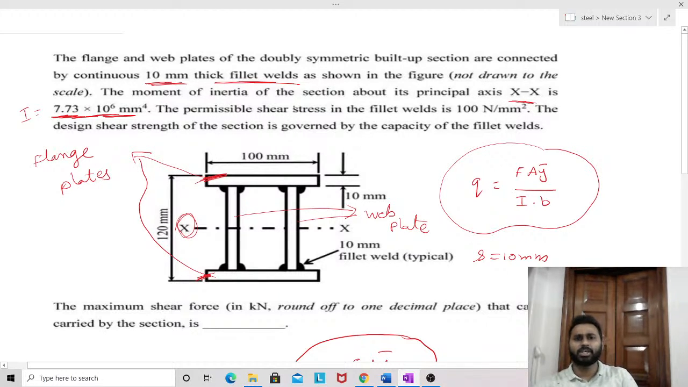Now, permissible shear stress in the fillet weld. Permissible shear stress we represent with QP. QP is equal to 100 Newton per mm square, or it is simply MPa. 100 MPa. Is it clear? The design shear strength of the section is governed by the capacity of the fillet weld. It means the fillet weld is always failed by shear, right? Fillet weld is always failed by shear.